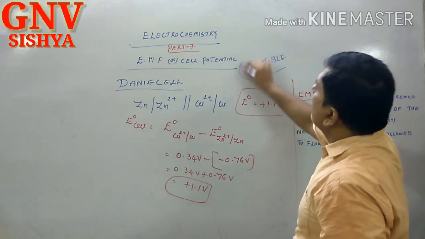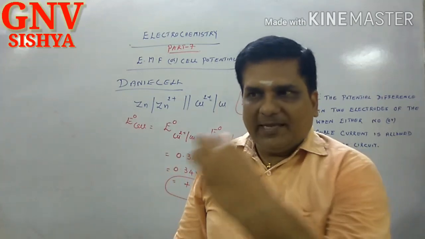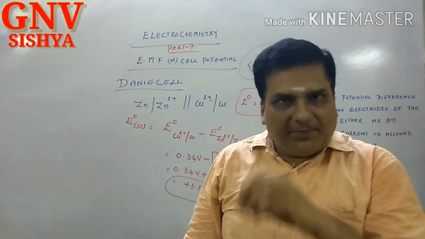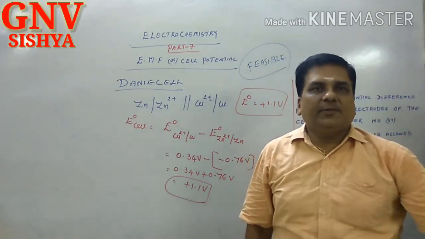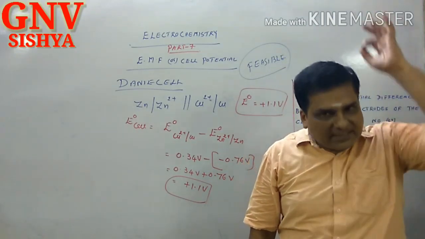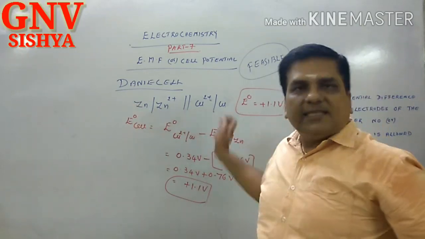Feasible, that is, possible. You will be given a cell. After being given a cell, you will be asked to predict whether the cell is feasible or not, whether the cell will function or not. What you have to write is the cell notation.